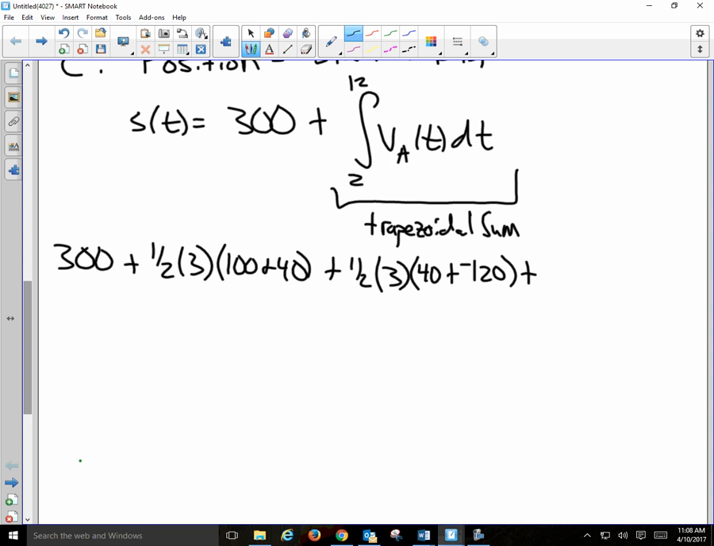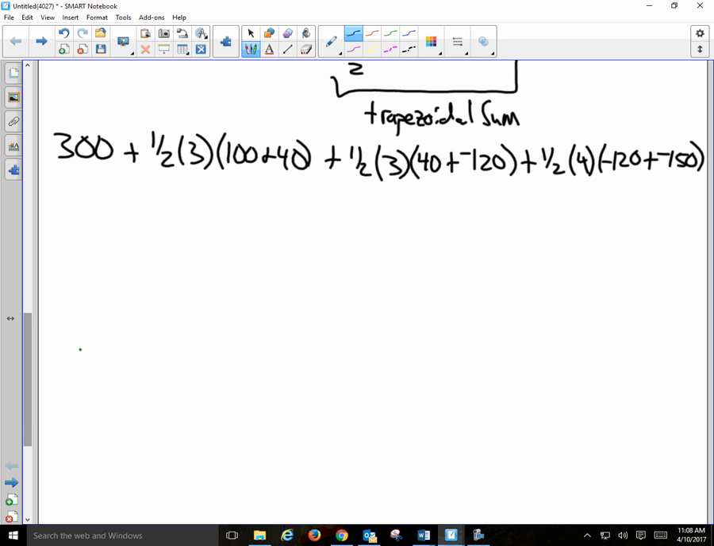Then we're going to go from 8 to 12. Yes, exactly. And then we have 1/2 times, what's the last height? 4. And we go from negative 120 to negative 150. Okay, so no calculator on this problem, so no easy way about it other than just doing it.